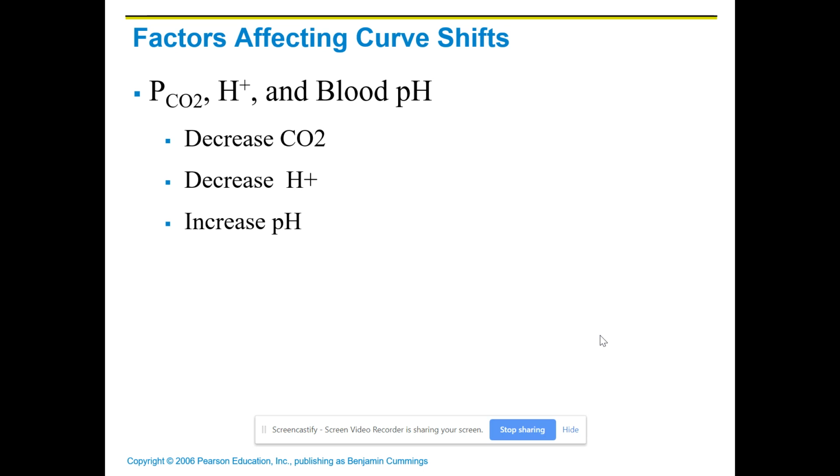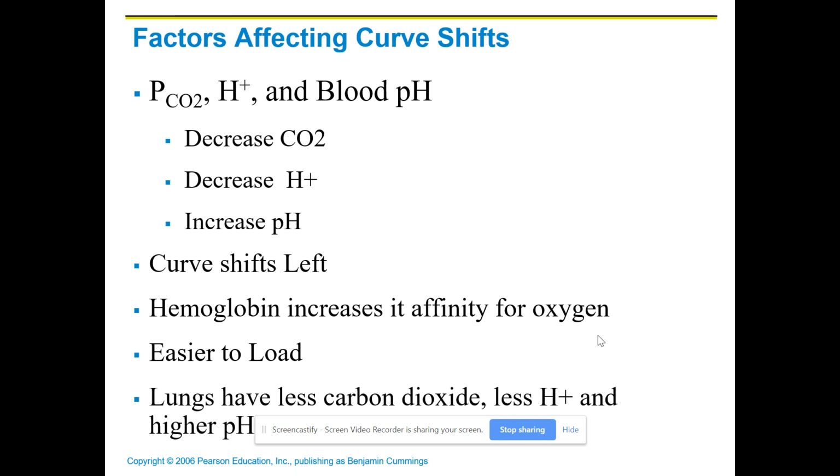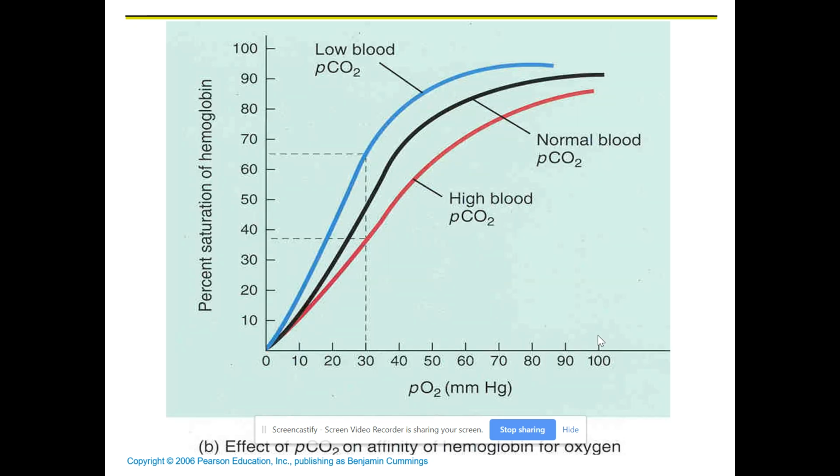By the same token, if I decrease the carbon dioxide or decrease hydrogen ions or increase pH, the curve shifts to the left. This makes the affinity go up, and it makes it easier to load. This is what happens in the lungs. We're blowing carbon dioxide off in the lungs, so lungs have less carbon dioxide, less hydrogen ions, and a higher pH. So the curve shifts back and forth as we move through the circulatory system.